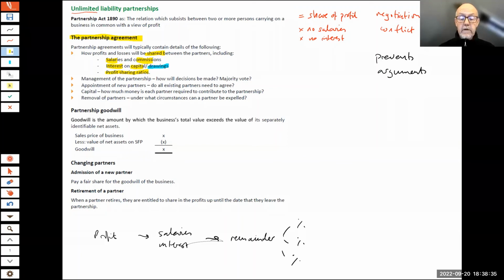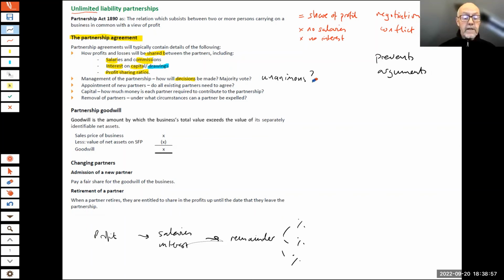Things like how decisions will be made will be in the agreement. Will it simply be a majority vote? Does it have to be a unanimous vote? That can be tricky if you've got half a dozen partners. With a unanimous vote, you may well never make a decision.